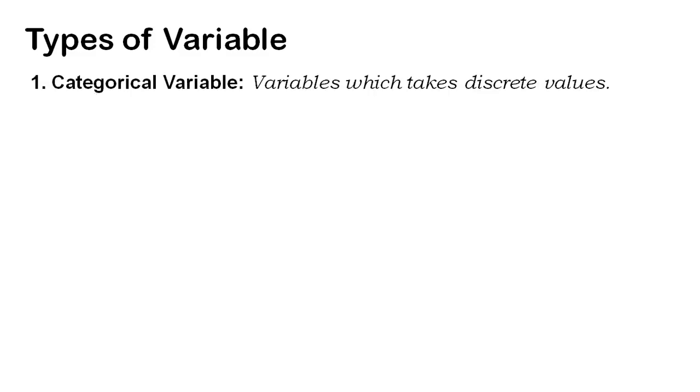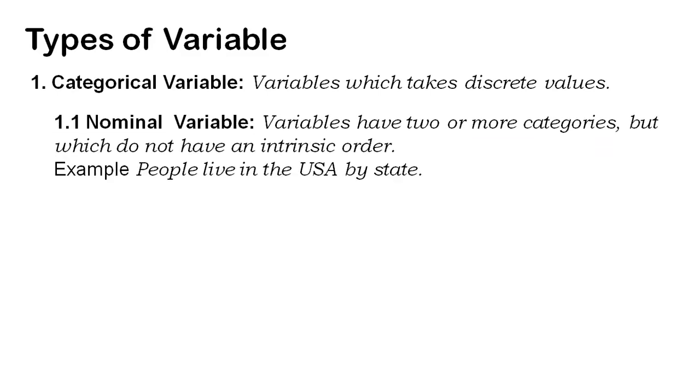Now, types of variable. Basically, there are two types of variable. First is categorical variable. Categorical variables are those variables which take discrete values. Further, categorical variable is divided into two categories, that is nominal variable. Nominal variables are those categorical variables which have two or more categories but which do not have an intrinsic order. Like people living in USA by state. You cannot order the people living in USA by state in increasing or decreasing or any other mathematical order.